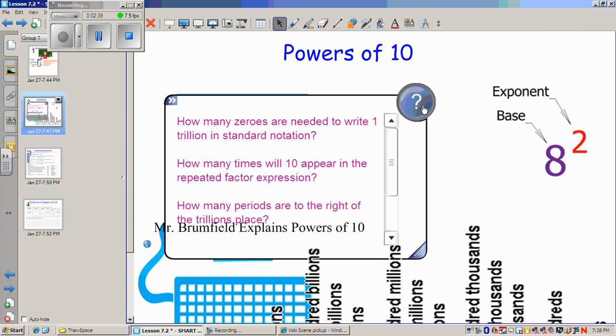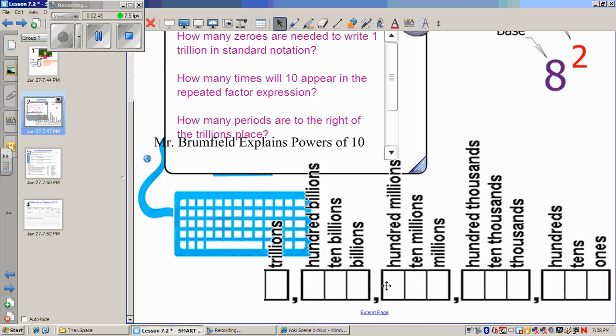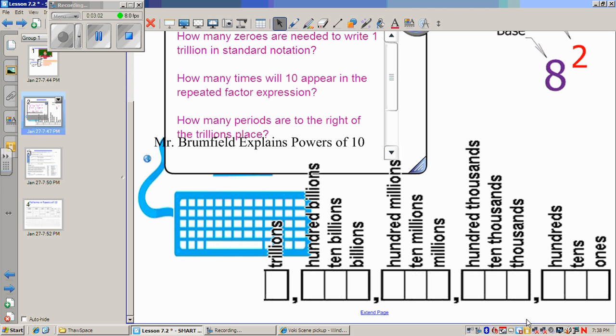So when I look here again, it says how many periods are to the right. Now remember, a period is every comma. So there's 1 period, 2 periods, 3 periods, 4 periods to the right of the trillions. Every one of these periods is separated by a comma. Then it says how many times will 10 appear in the repeated factor expression? Well, if we're writing 10 to the 12th power, we would have 10 times 10 times 10, 12 times. And then how many periods are to the right? Here's our 1 period, 2, 3, and 4, and so on.